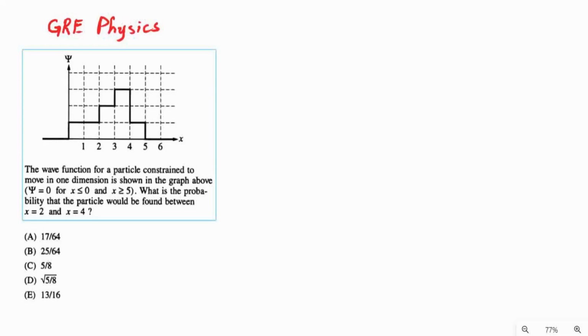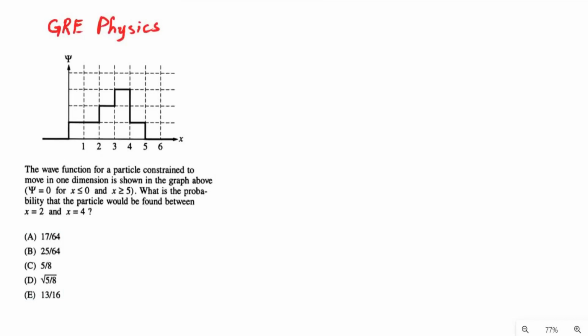where psi is equal to 0 for x less than or equal to 0 and psi is also equal to 0 for x greater than or equal to 5, and we are asked here what should be the probability that the particle would be found between the points x is equal to 2 and x is equal to 4, and our answer should match one of these 5 answers: A, B, C, D and E.